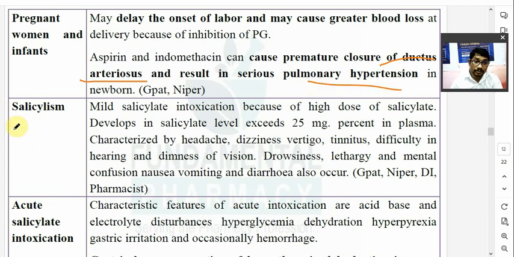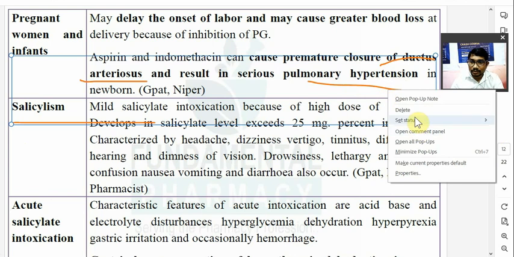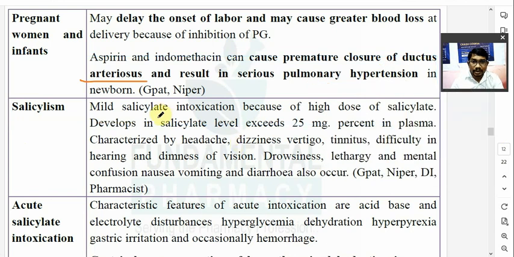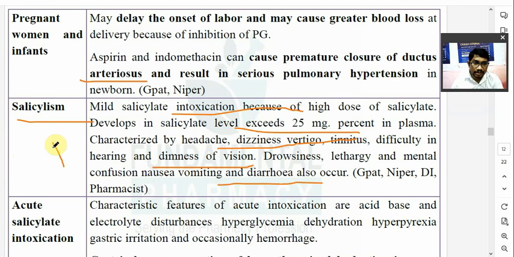Next is salicylism. Salicylism means what? So it is a toxicity of salicylic acid. Mild salicylate intoxication is because of a high dose of salicylate. Now this develops when salicylate level exceeds 25 mg percent in the plasma. It is characterized by headache, dizziness, vertigo, tinnitus, difficulty in hearing, diminution of vision, drowsiness, lethargy, mental confusion, vomiting, diarrhea. That leads to salicylism. So acute overdose of salicylic acid leads to salicylism.